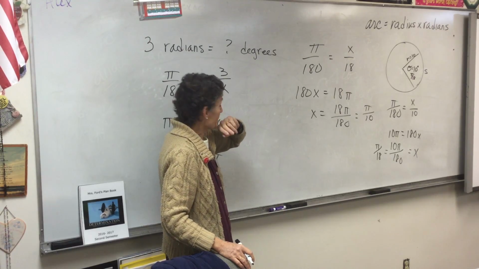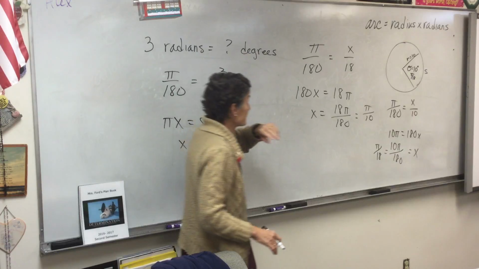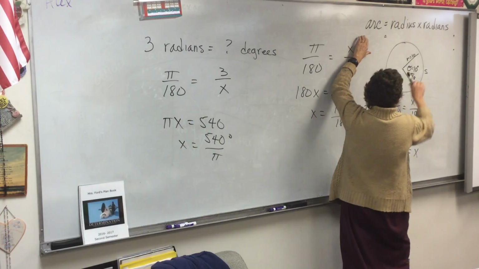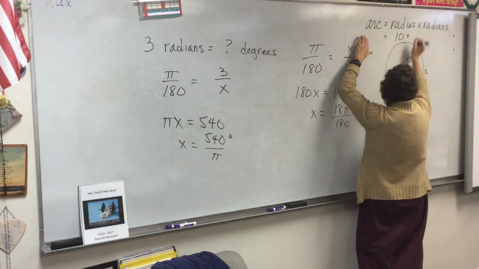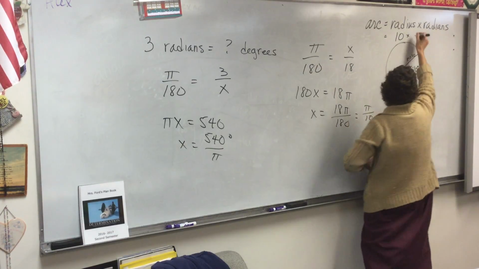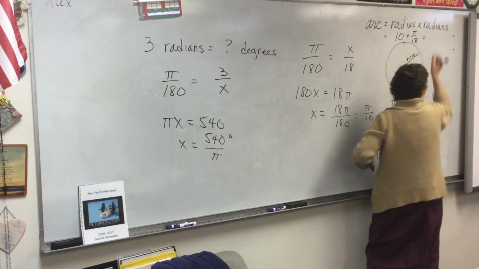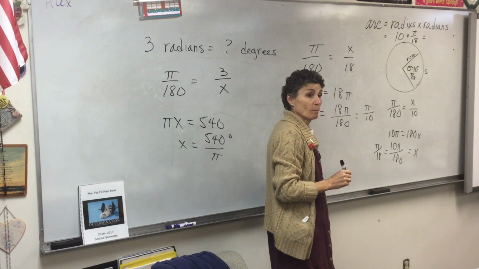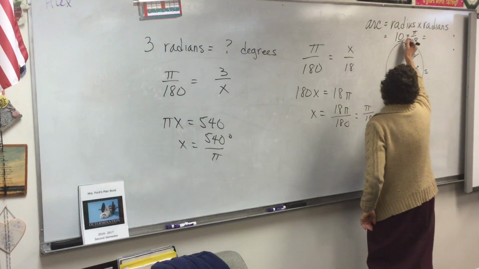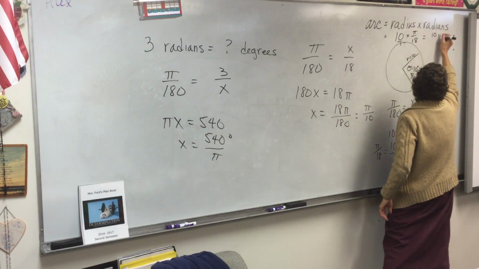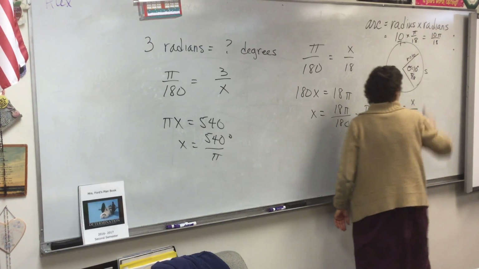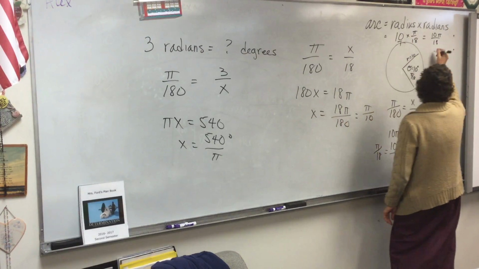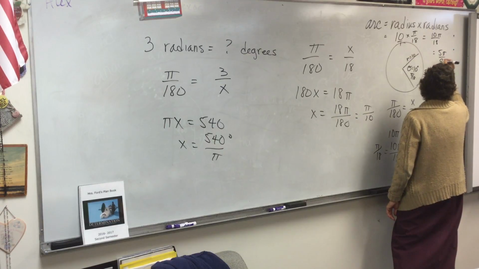Is pi over 10 or pi over 18 okay? So now I can answer the question. Arc length equals radius, which is 10, times radians, which is pi over 18. And we're multiplying those. We multiply straight across, so it's 10 pi over 18, which reduces to 5 pi over 9.